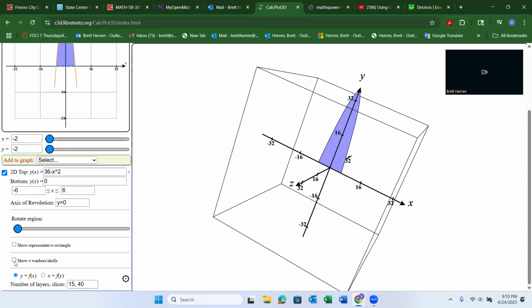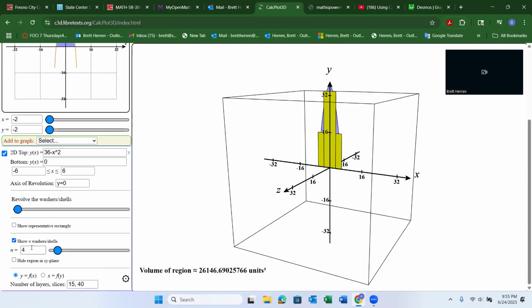And now I'm going to come down here and click on show the washers. Boom, there's the washers. I have it set to 4 washers. You can do more washers or less washers. It's just showing 4 or 5. I'll do 5, 6. I guess that is 6 washers. Okay. And then I can actually rotate those washers. Here we go.